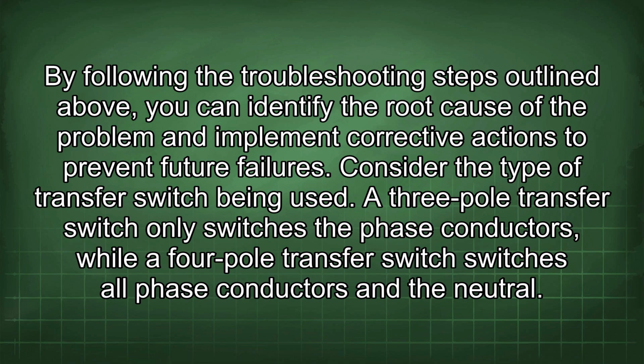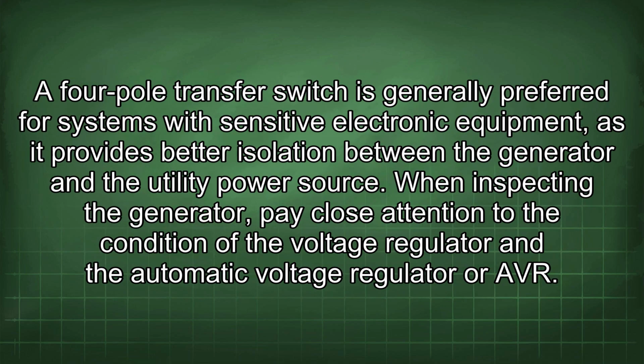A 3-pole transfer switch only switches the phase conductors, while a 4-pole transfer switch switches all phase conductors and the neutral. A 4-pole transfer switch is generally preferred for systems with sensitive electronic equipment, as it provides better isolation between the generator and the utility power source.